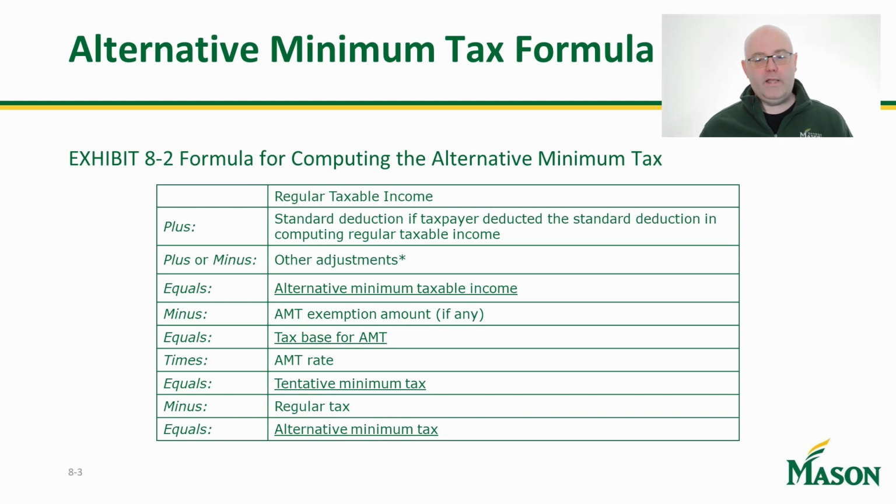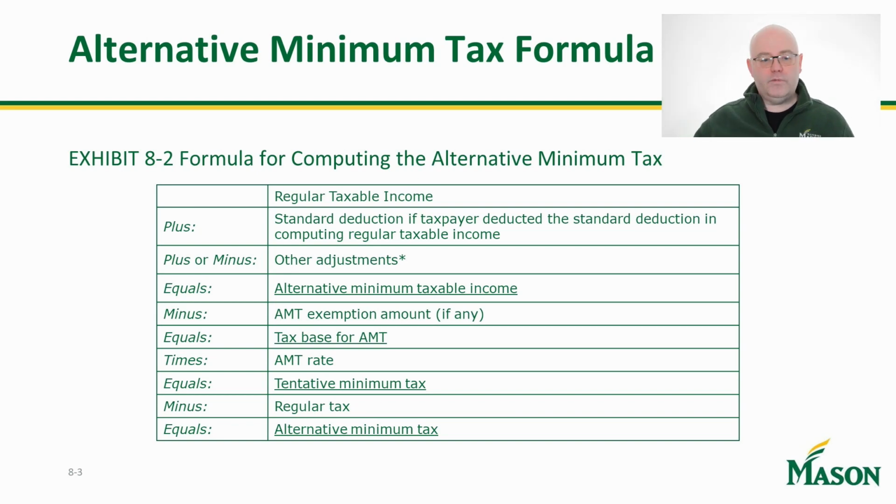Now the AMT rate, there are two rates. So you're going to have 26% and 28%, and that actually ends up causing a little bit of a bump. And I'll show you a chart that I actually created when doing that. That'll get you to your tentative minimum tax.